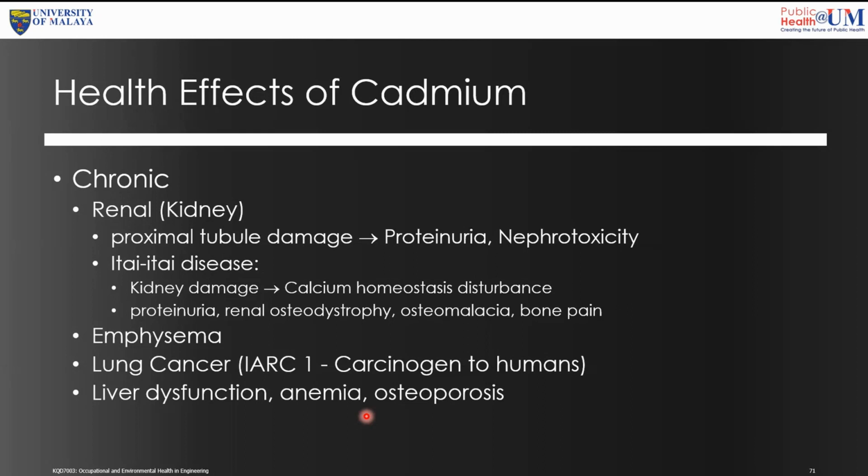Emphysema is basically difficulty in breathing, and damage to the alveoli of your lungs leads to emphysema. And lung cancer: cadmium is IARC 1. As we discussed just now, IARC 1 means it is carcinogenic to humans. It also causes liver dysfunction, anemia, and osteoporosis. Osteoporosis is when the minerals in the bone are reduced. That's why you get osteoporosis.